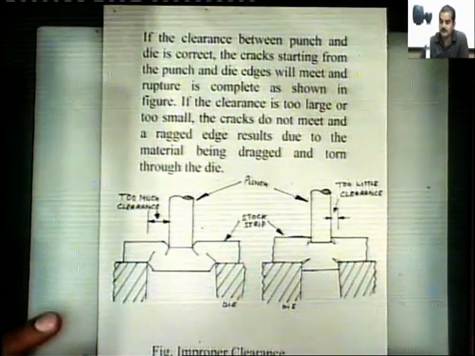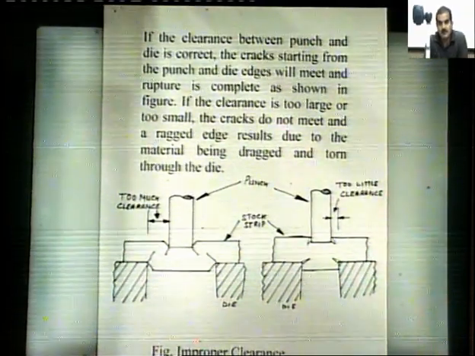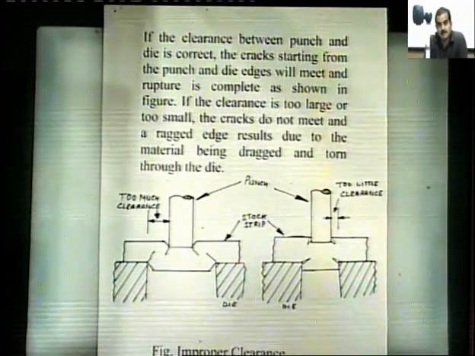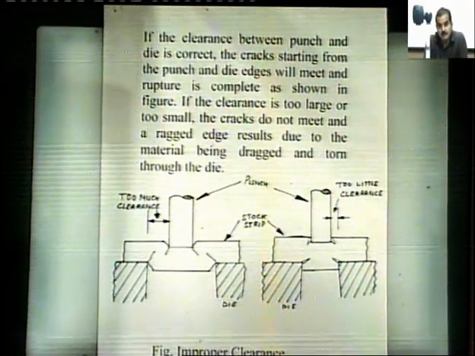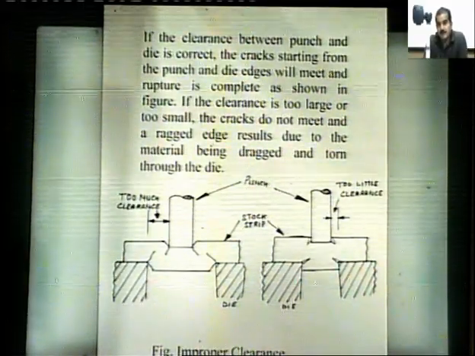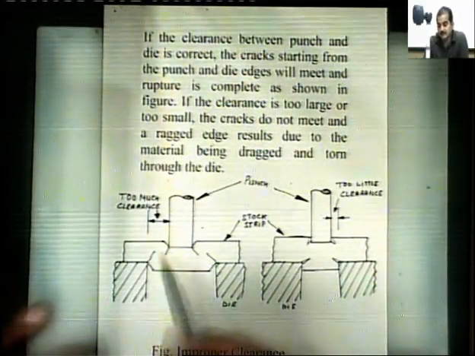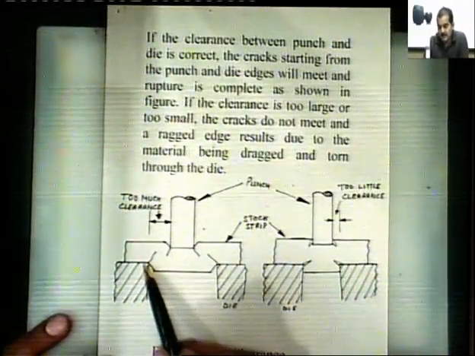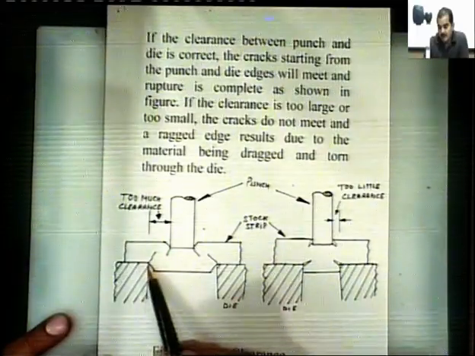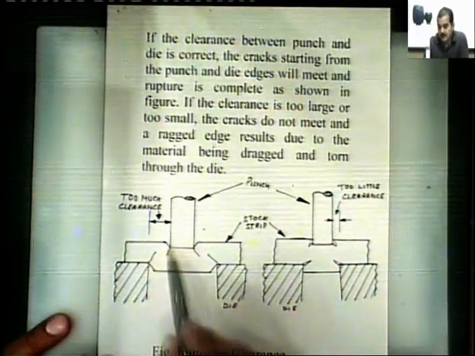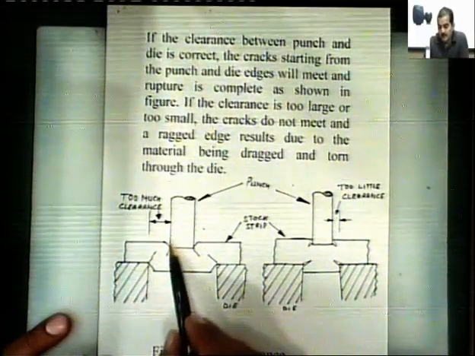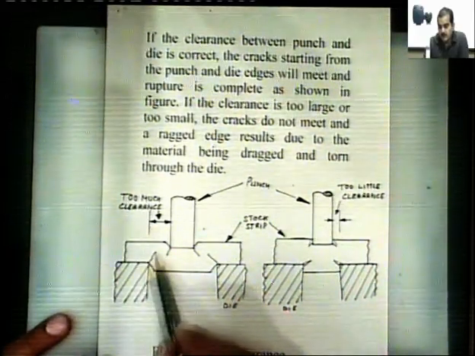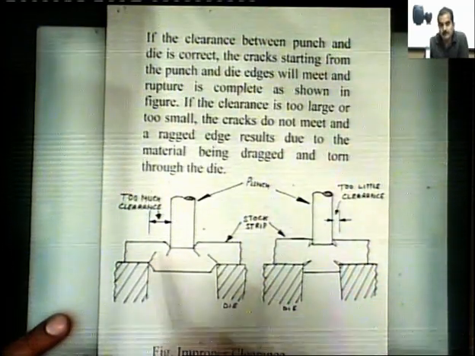If clearance between the punch and the die is correct, the cracks starting from the punch and the die edges will meet and the rupture is complete. If the clearance is too large, then the crack starting at the edge of the die may go like this, and the crack starting at the cutting edge of the punch may go like this. These two cracks do not meet.